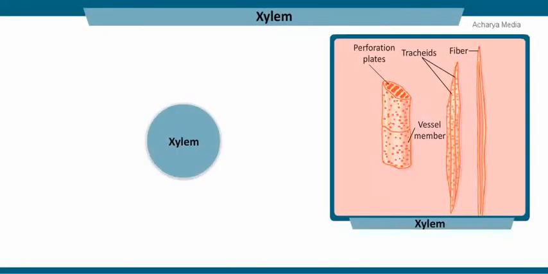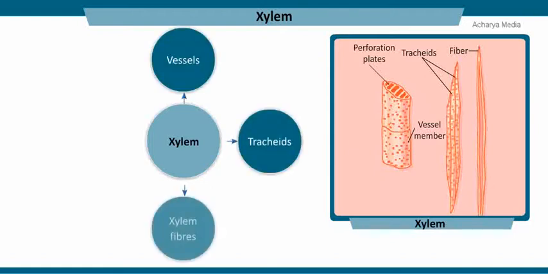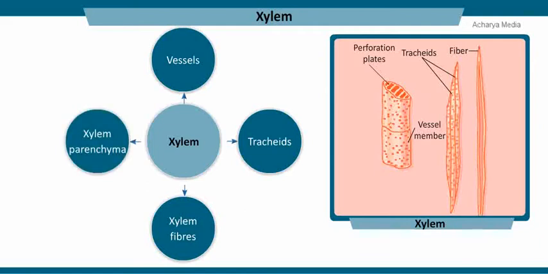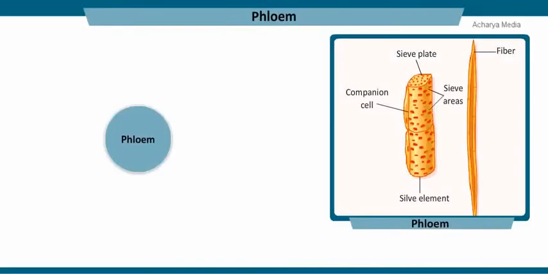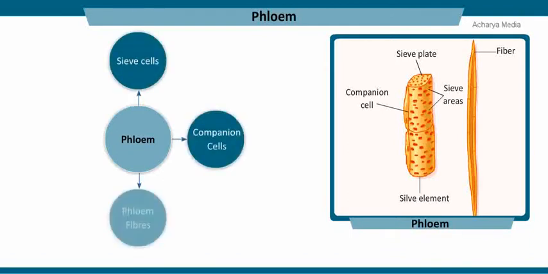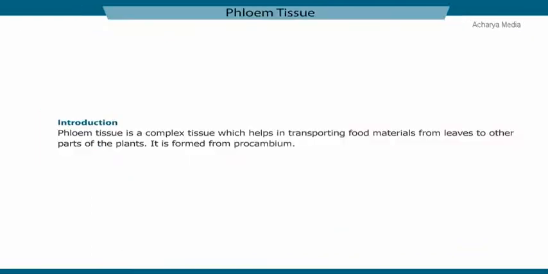Xylem is the main water-conducting tissue system in plants. It consists of vessels, tracheids, xylem fibers and xylem parenchyma. The main conducting element of xylem is vessels and tracheids. Phloem is the main food-conducting tissue system in plants. It consists of sieve elements, companion cells, phloem fibers and phloem parenchyma. The main conducting element of phloem is sieve elements and companion cells.